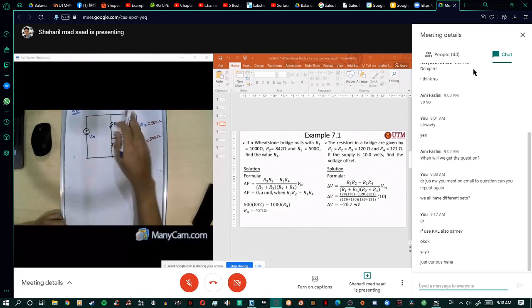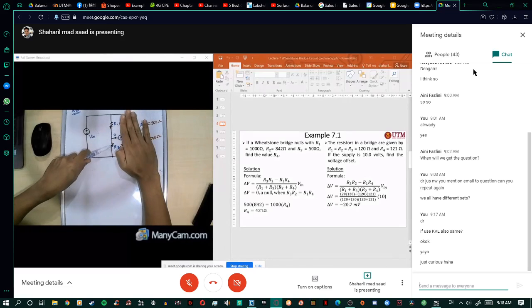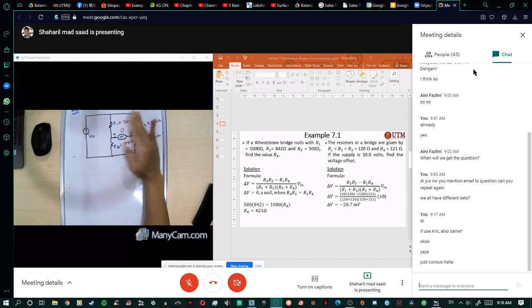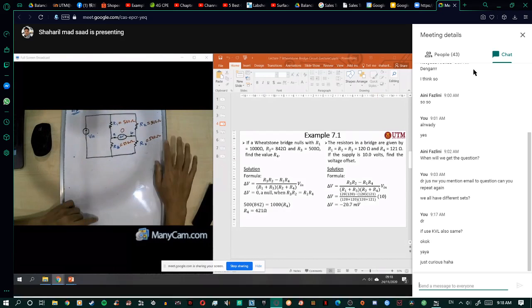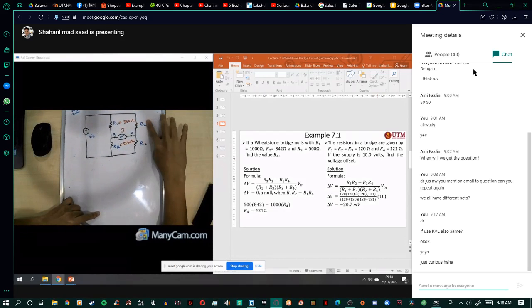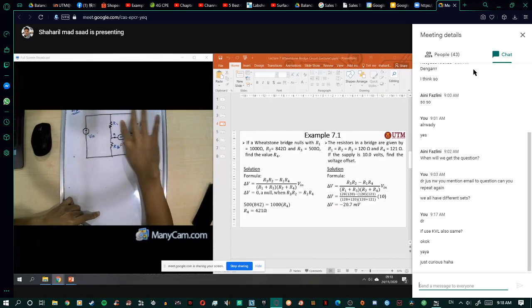If you draw this circuit, you close this one, right? Okay. So in order to find the VA here, it's R3 divided by R1 plus R3, times Vin. Okay. That is the concept. Okay. So let me proceed. Alright. Okay. This one done.